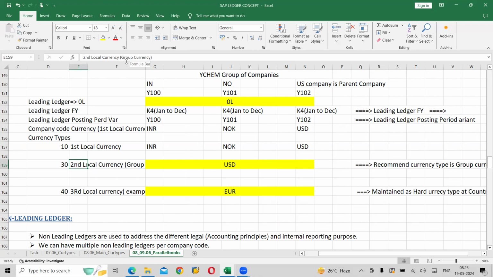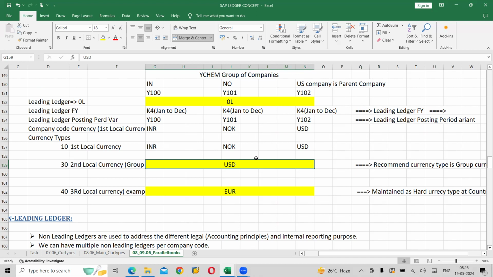Normally we recommend the client to use the currency of the parent company. The client will not say what they want as the local currency; we need to recommend as a consultant what currency should be the second local currency. It could be anything and is not mandatory, but the second local currency is for consolidation purposes. So we recommend that whatever the parent company code currency is, that has to be mentioned. In our class example, we have taken INR.